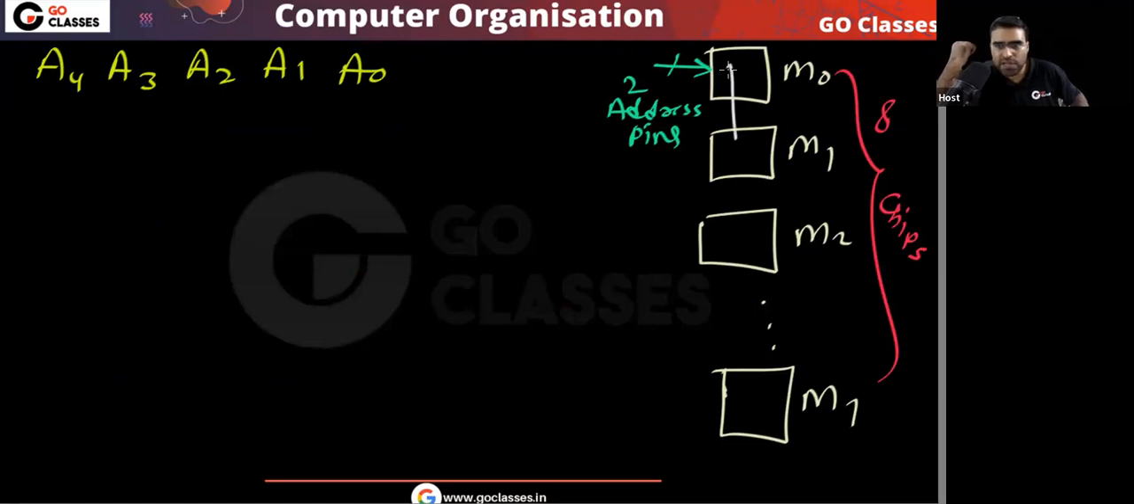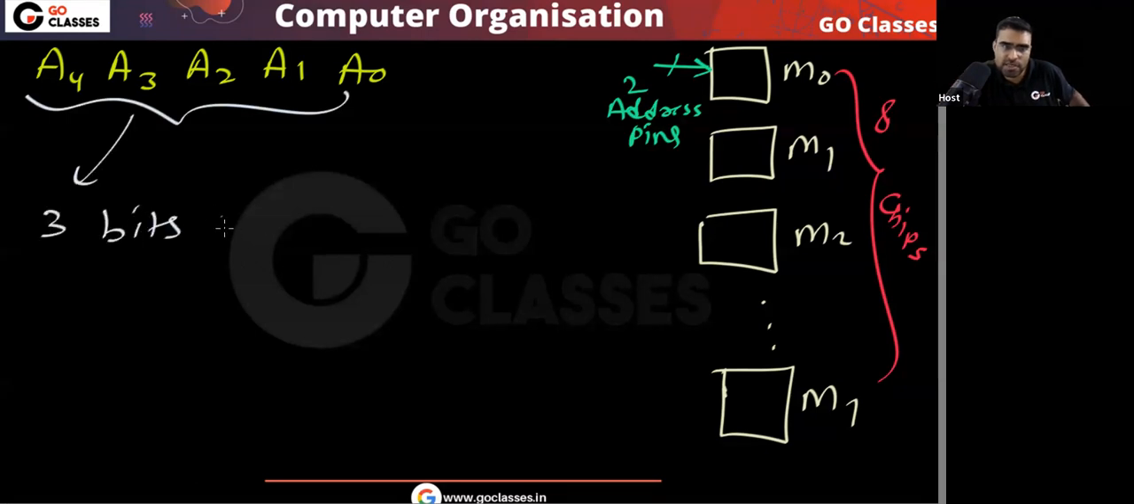You tell me, if there are 8 memory chips and I want to choose one of them, how many bits do I need to decide which one I want to access? There are total 8 chips, and I want to choose one of them. That is 3 bits. Yes or no? So I need 3 bits, or I can say 3 lines.